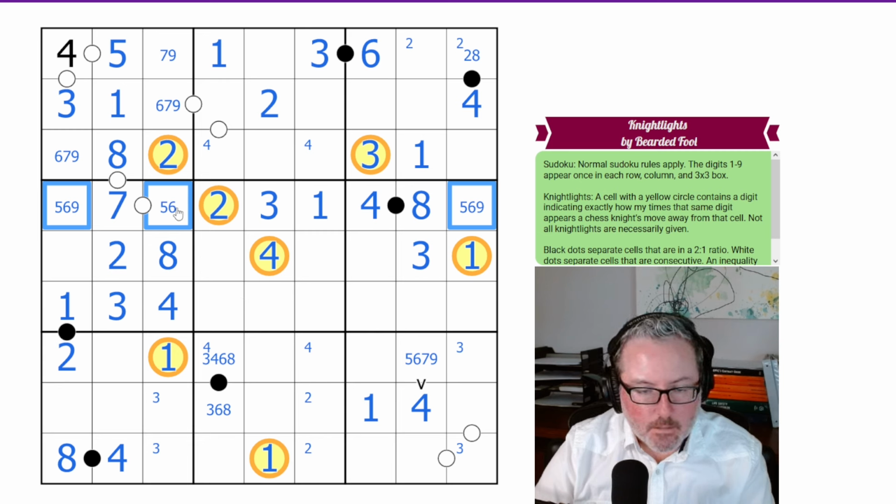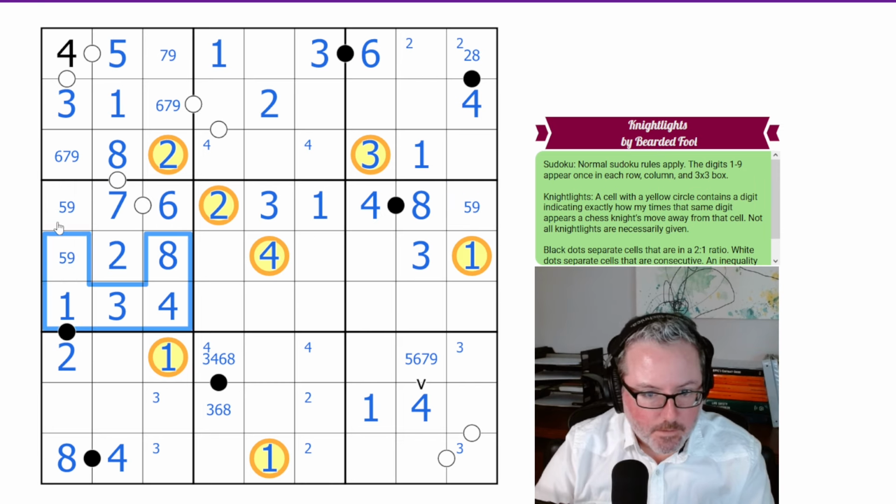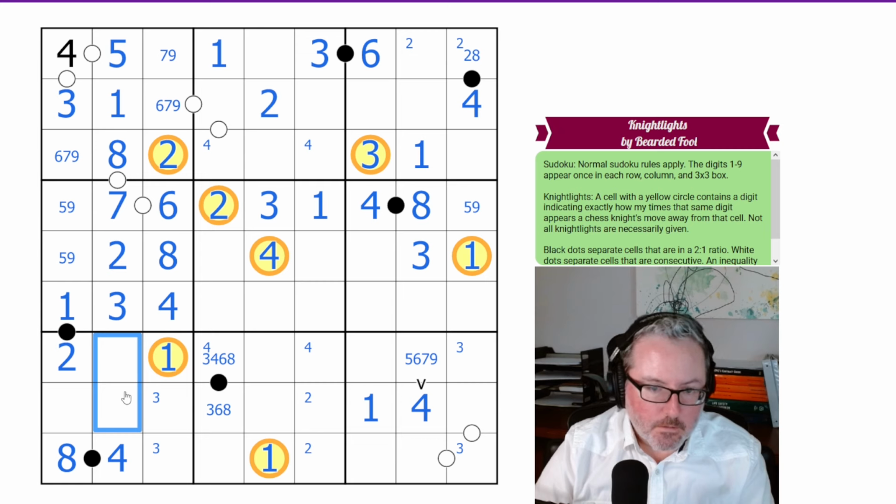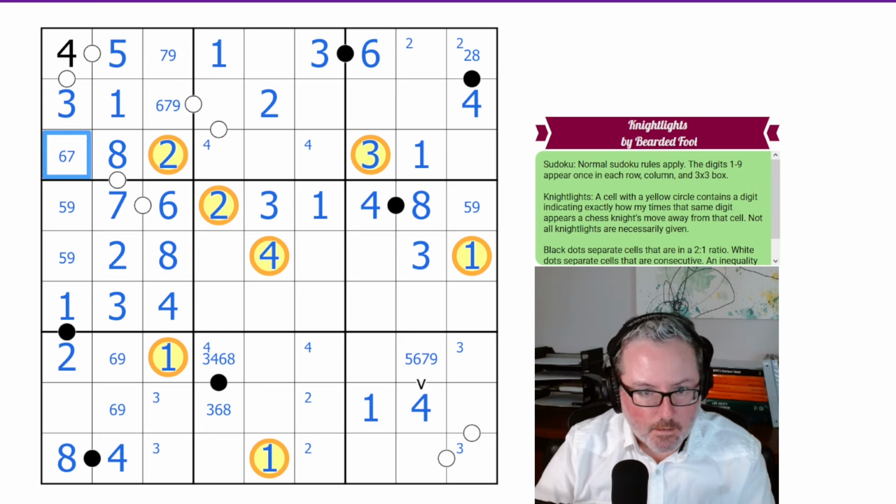That makes this either, no, this just has to be a 6. There's no other recourse there. So these are a 5-9 pair. This would have to be a 5-9 because it's the only thing left in this box. These two have to be from 6 and 9. This 5-9 gets rid of that 9.